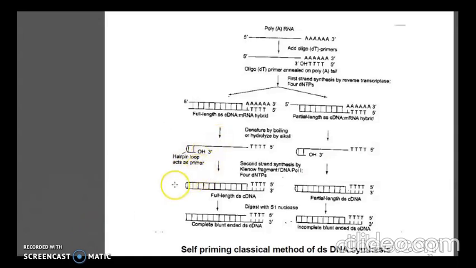So the single primer that is used for first cDNA strand synthesis is used for the synthesis of the second cDNA strand as well. And for cloning double-stranded cDNA into a suitable vector, this hairpin loop is removed in a reaction catalyzed by S1 nuclease.